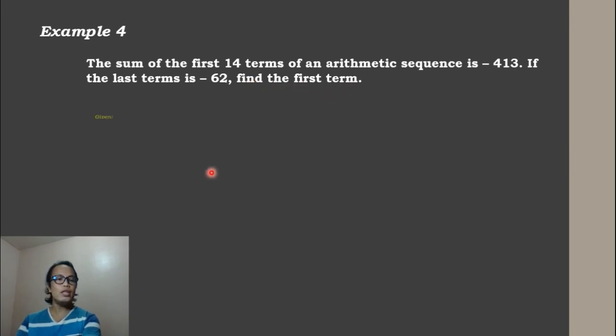So if we are going to identify the given, we have a sub 1, which is the first term, is unknown since we are going to solve for the first term. Then our a sub 14, since we are going to solve for the first 14 terms and we are given the last term, which is negative 62. So our a sub 14 is negative 62. Then our n is, of course, 14. Then our S sub 14 is given since we are given the sum is negative 413.